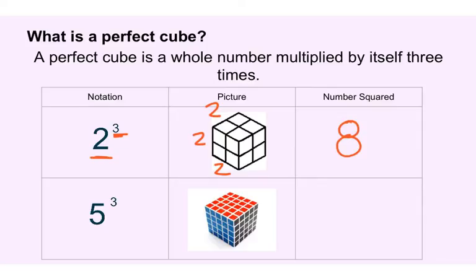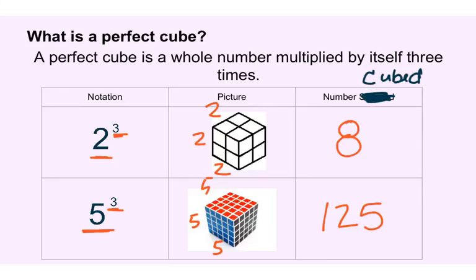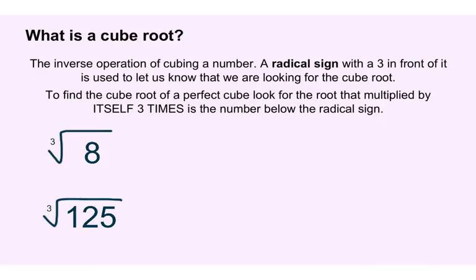Okay, so down here is 5 cubed. That picture looks like this: 5 times 5 times 5. And when you do that, 5 times 5 times 5, you get 125. And if you'll notice, when I made my screens, I messed that up. That should say number cubed. Sorry about that. Okay. All right, last slide.